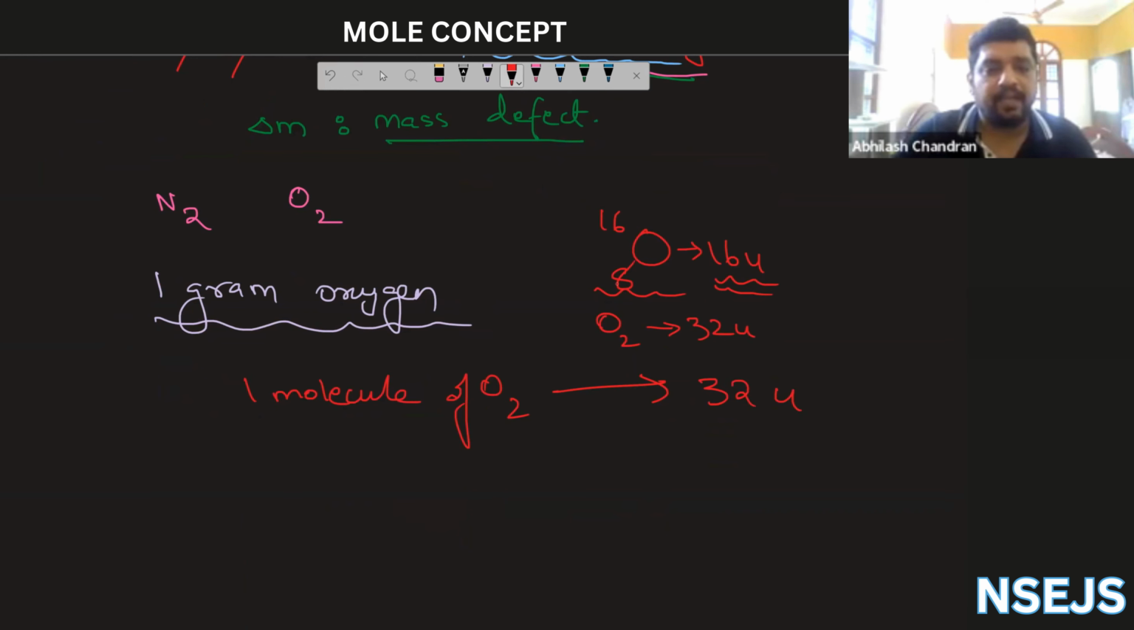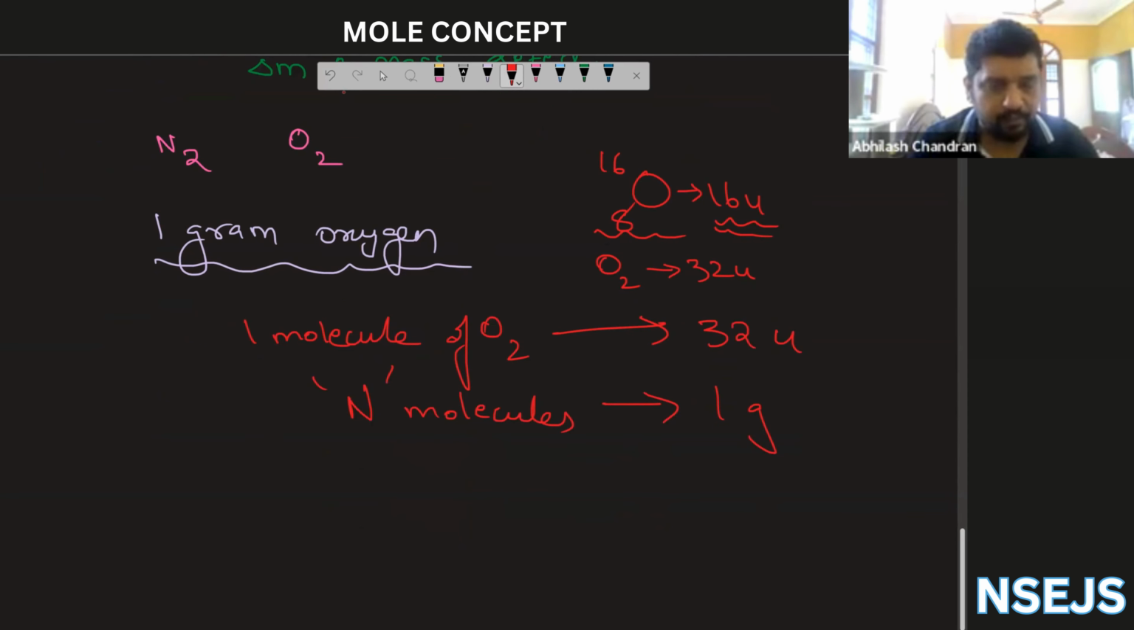So one molecule of oxygen has a mass of 32 AMU, and let's say some N molecules, let me put capital N molecules, are there, which have a mass of 1 gram. Then obviously this N is going to be a large number.